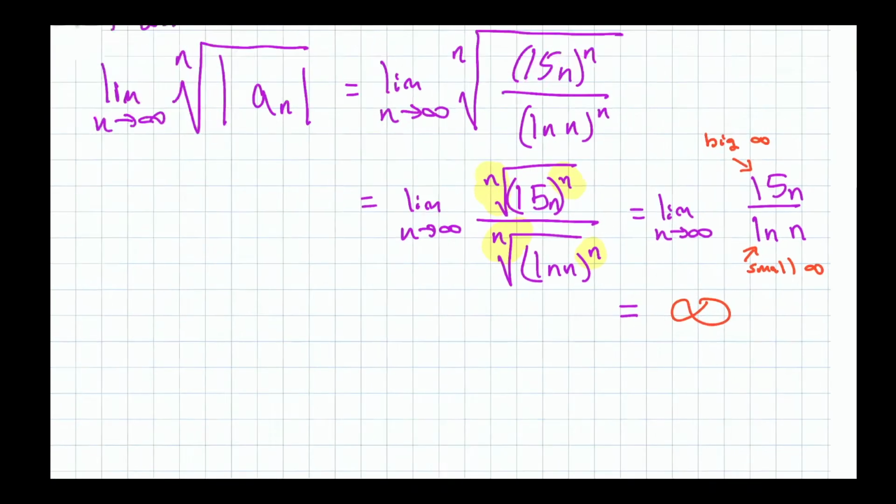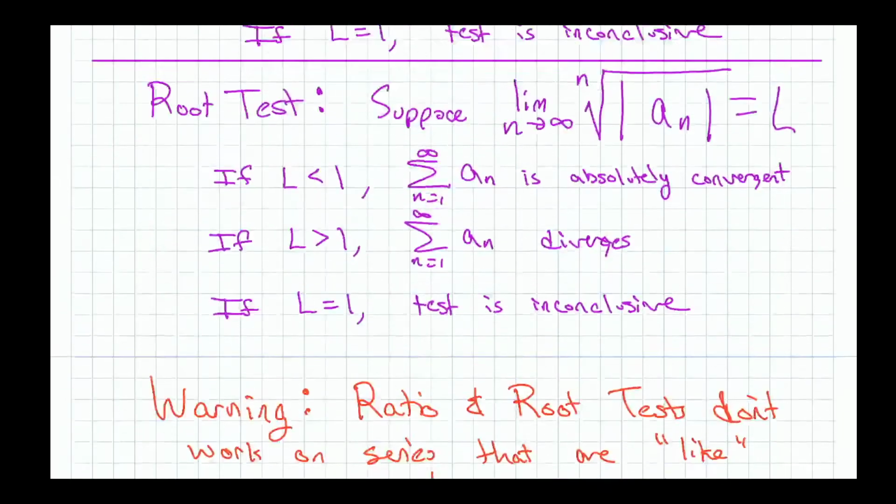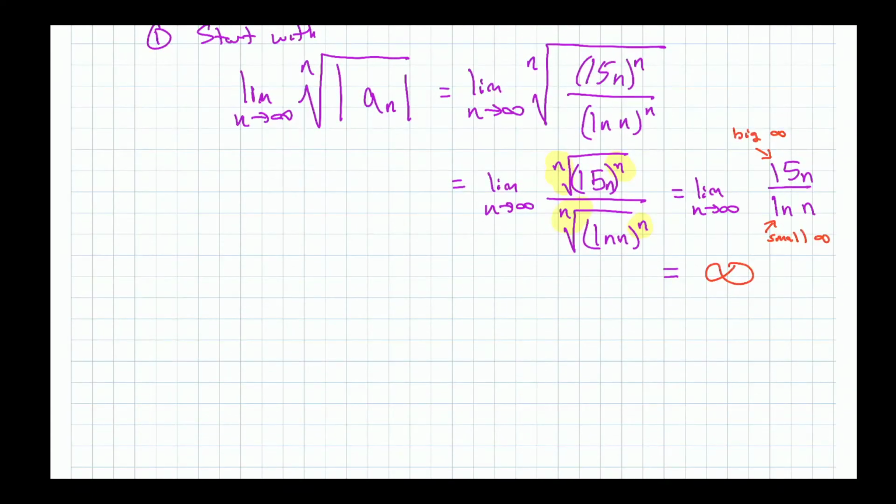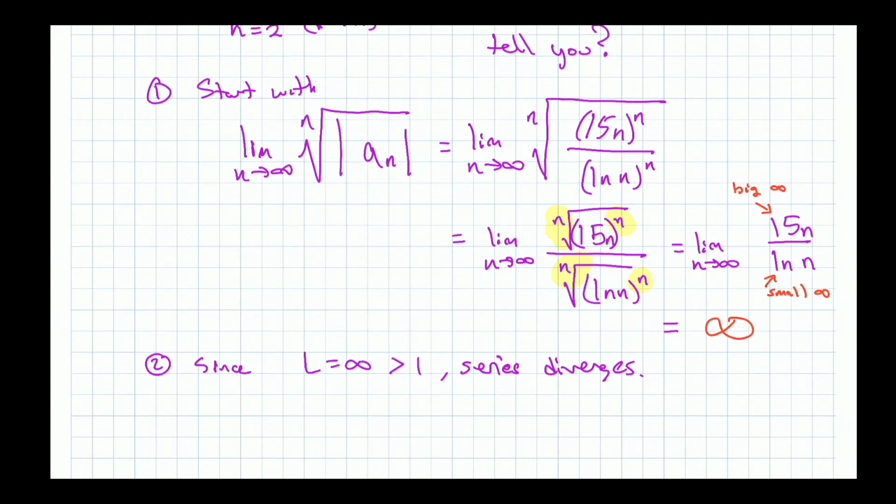Well, what's that say? We need to interpret it according to our formula. So our choices are L less than 1, L greater than 1, L equals 1. Obviously, L is greater than 1 because it's infinity, right? We have infinity, then we're greater than 1. So that's it. Come down here and you say, since L equals infinity is greater than 1, the series diverges. And that's the root test.